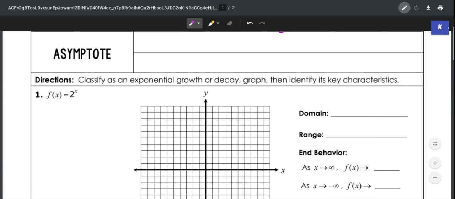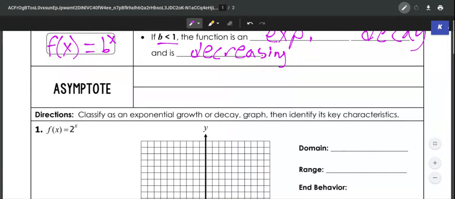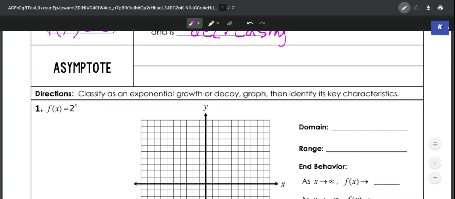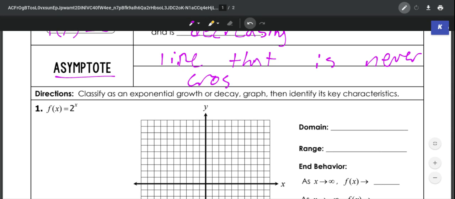And exponential functions always have that little curve. And what they do actually is, you'll see when we graph them, there's a line that those graphs will go towards, but they won't ever touch it. They won't ever cross it. That's called an asymptote. So you could just say a line that is never crossed. Or you could just say the graph doesn't cross that line. However you want to say it, that's what an asymptote is.